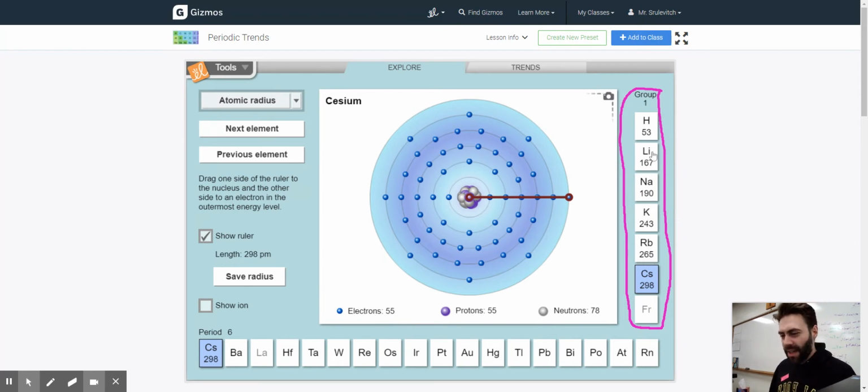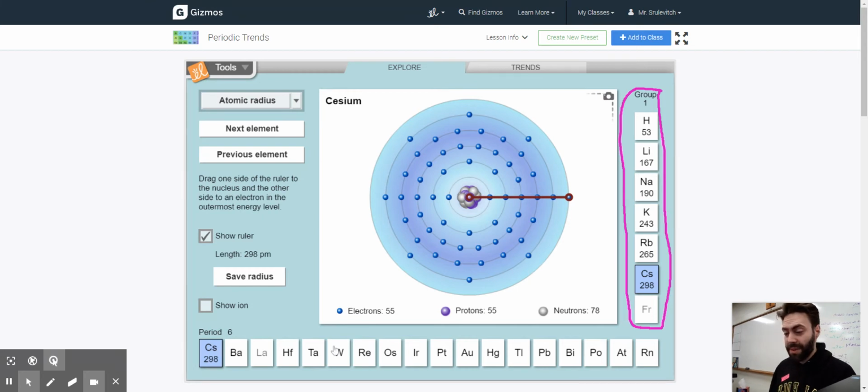So you can see how these numbers increase as you go down a group. These numbers are the atomic radii. The atomic radii increase as you go down a group. All right, what about if you go across a period?